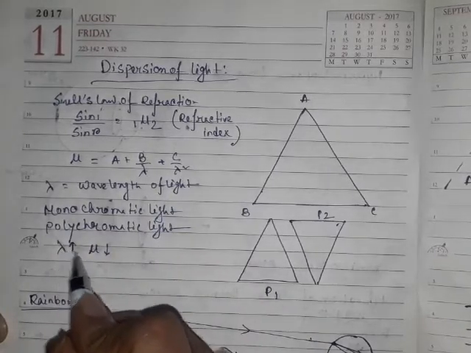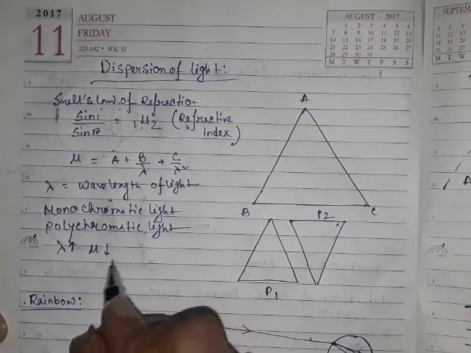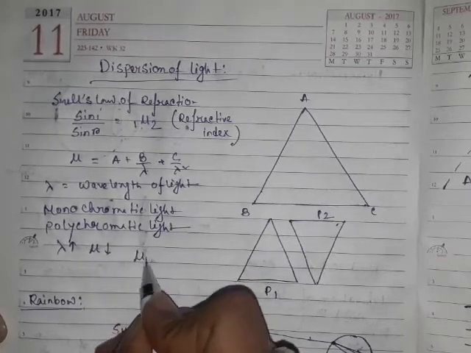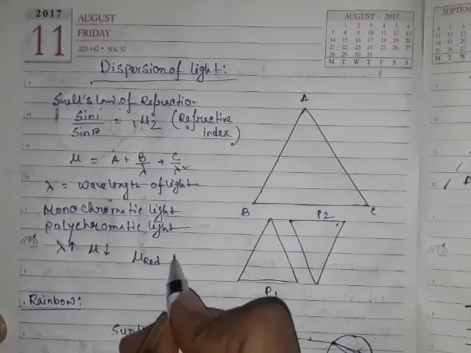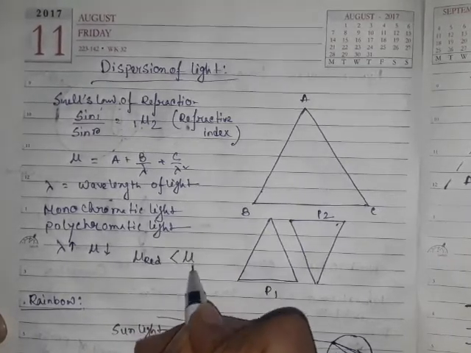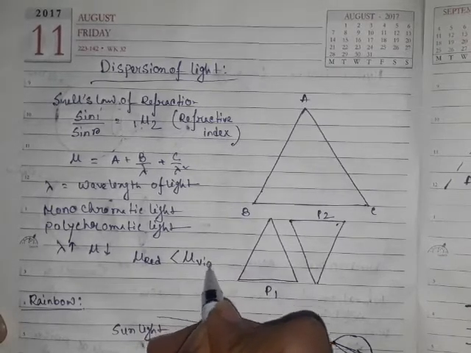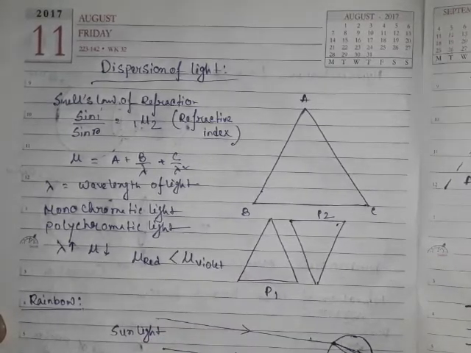If wavelength increases, refractive index decreases. So that means the refractive index for red light, that is mu red, is lesser than the refractive index of the violet light, that is mu of violet. Okay, so that is the idea behind the dispersion.